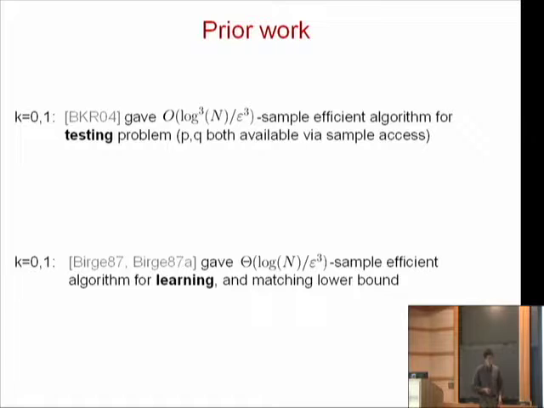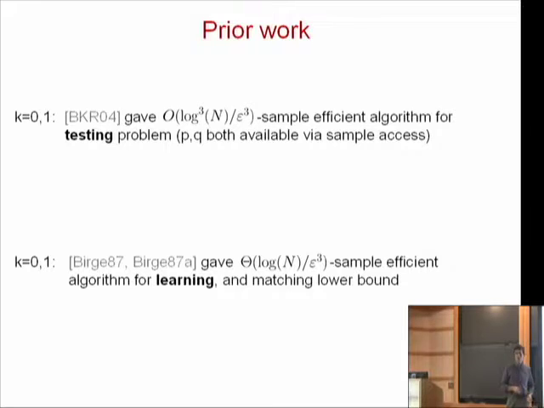OK, so what's known about these kind of problems? Did anybody look at them before? There was some prior work. I guess for the cases of k equals 0 and 1, if we think of k equals 0, that's like a monotone distribution with no peaks or valleys. K equals 1 is like a unimodal distribution. So in those cases, in the testing literature, I think this was Batu, Kumar, and Rubinfeld, gave an algorithm which used log n cubed over epsilon cubed samples for this testing problem.